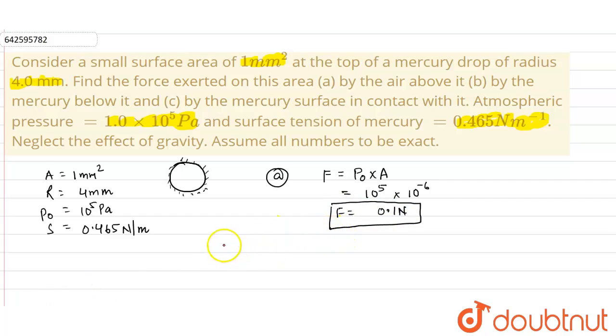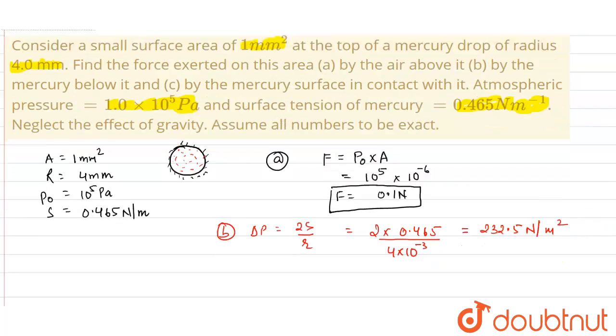Now in the second part we have to calculate the force exerted on this area by the mercury below it. As we know, the excess pressure inside a drop is given as delta P equals 2s upon r. From here we can calculate the excess pressure inside the drop as 2 into the surface tension, 0.465, divided by the radius. The radius is 4 mm, or 4 into 10 raised to minus 3 meters. So the excess pressure comes out as 232.5 Newton per meter square.